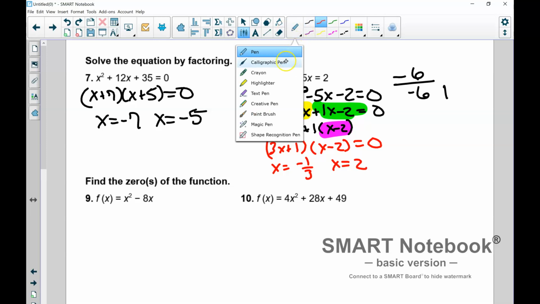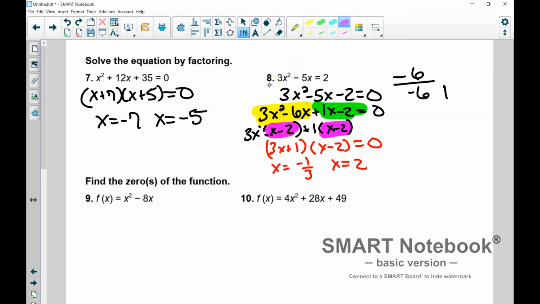Find the zeros, same thing, but these two only have 2 terms, so I can start off right away just GCFing this. So x times x minus 8, so x is equal to 0, and x is equal to 8. Whew, 4 and 49. This one's going to take a minute.